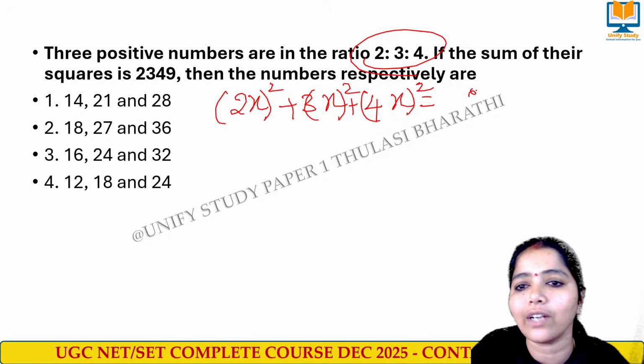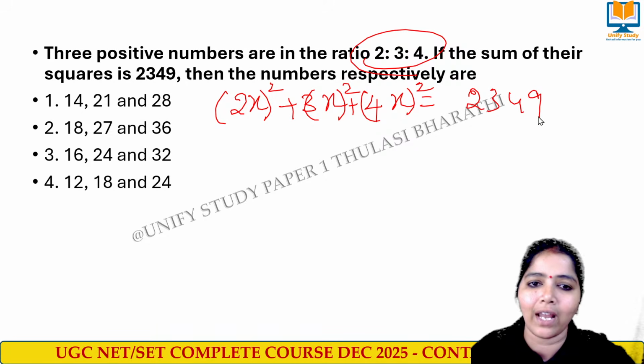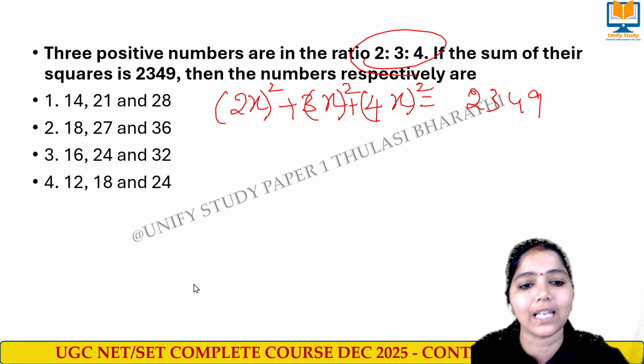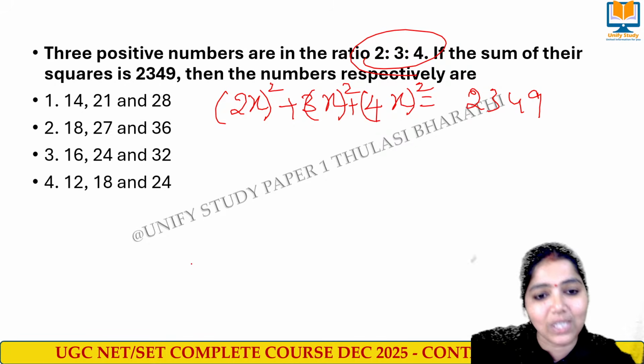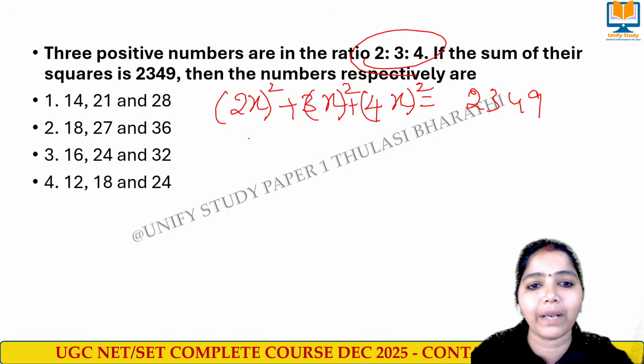So it's equivalent to 2349. So how do we get x here? Because it is a ratio, and that's why we have put x in between. And they are telling us there will be a square of this number. So that will become 2x squared.